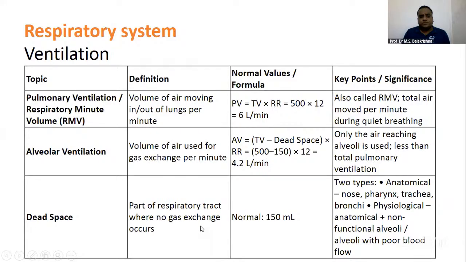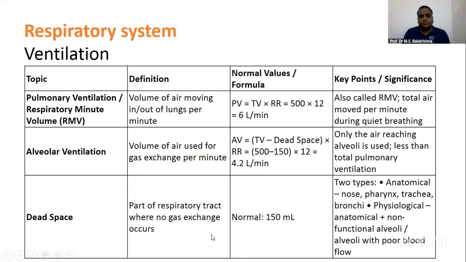Next is ventilation. Ventilation is nothing but pulmonary ventilation, that is the respiratory minute volume: the volume of air moving into and out of the lungs. That's it. For example, I am sitting in a room. How much air is coming into the room and how much air is going out? Cross ventilation, if it is there, that is called ventilation.